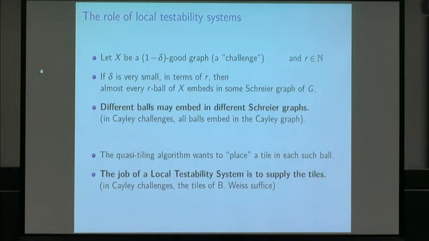Someone needs to supply the tiles for me, and the local testability system is what supplies the tiles. The tiles are, on one hand, Følner sets, they have small boundary, and on the other hand, you can glue the boundary to get a finite Schreier graph. Just a reminder that in Cayley graphs, the tiles supplied by Weiss worked. But we need something that works for all Schreier graphs of the group and in a uniform way.